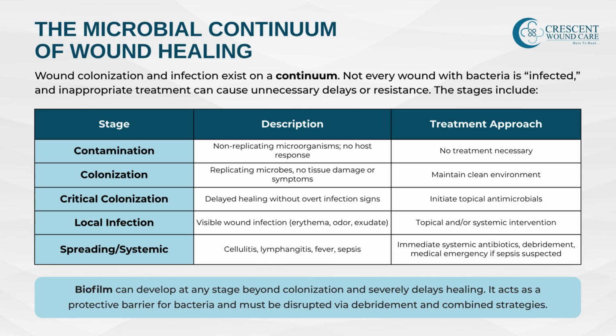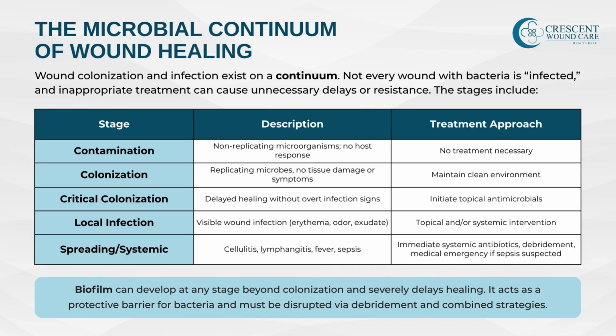Understanding infection begins with understanding the microbial continuum. Not all bacteria in a wound indicate infection. Let's walk through the stages. 1. Contamination. A. Non-replicating bacteria are present. B. No signs of inflammation or infection. C. No treatment is required. This is normal. 2. Colonization. A. Bacteria start replicating but aren't harming tissue. B. Wound may still heal. C. Continue with standard care and hygiene.